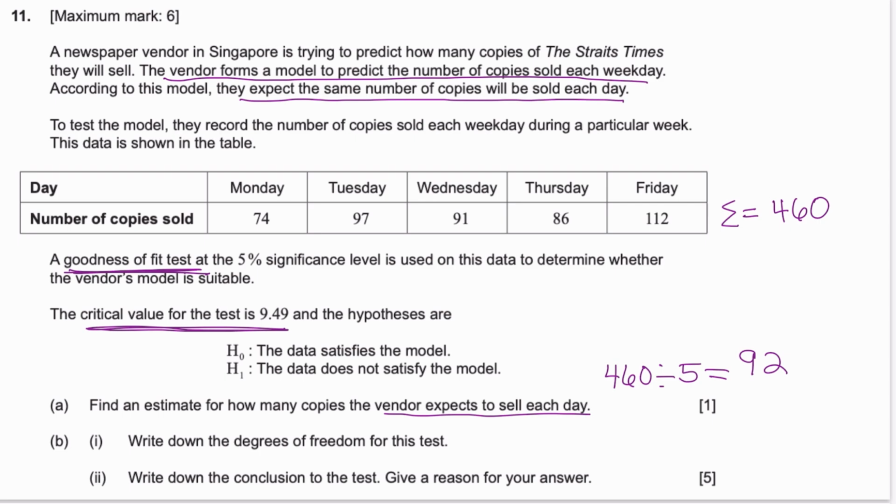This is a 1-point question, which means you're going to get it right or you're going to get it wrong. And honestly, you can show the work just like I have, but it's not going to give you any points for a method. Write down the degrees of freedom for this test. That is a very easy question.